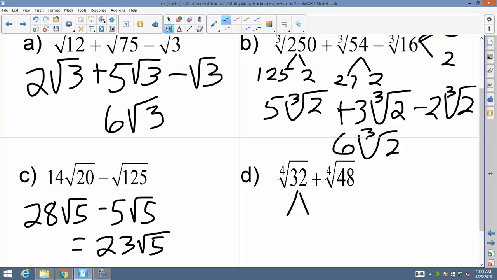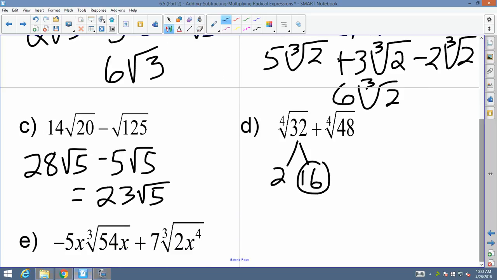Two times 16. Okay, I like that one. Wait a second. What's the 4th root of 16? 2. So this is 2 to the 4th root of 2. Recognizing these perfect squares, cubes, fours really helps you out a lot. If not, you break it down. And in this case, every 4 of the same value comes out of that value.